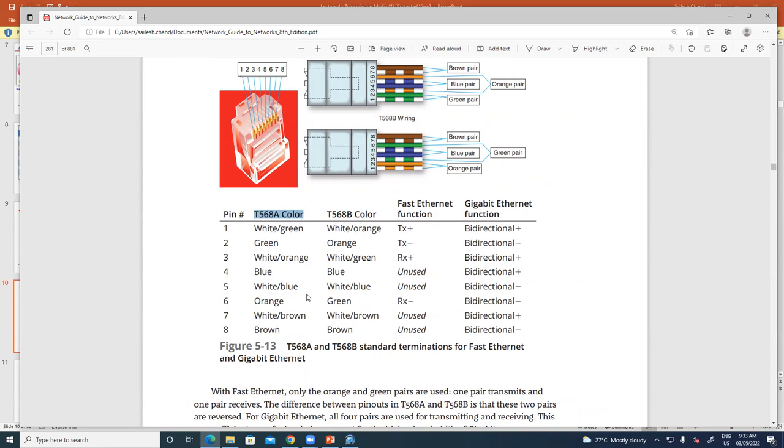Right? And if you are using the T568B standard, there are two standards, right? Then you have the other arrangement from there. Now, just to note here, if you are using this cable that we have in a fast Ethernet environment, fast Ethernet meaning up to 100 Mbps, then only two pairs are used. The other two pairs are not used.